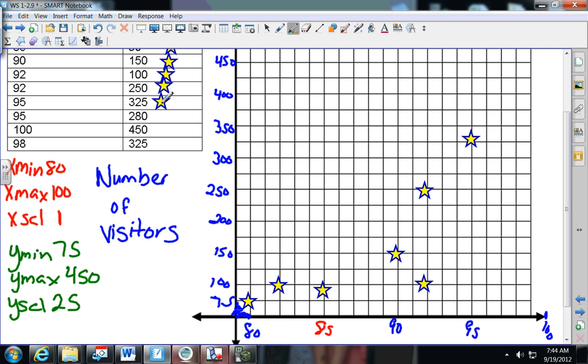Okay. Over 95 and up to 280. 50, 75, somewhere up there. 100 and 450. Whoa. Way up there. And 98 and 325. Over 98 and up to 325. Okay.